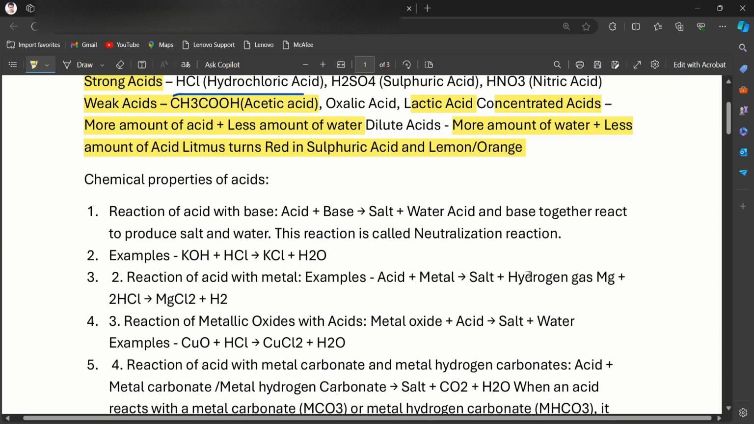Now, what are the chemical properties of acids? The first one is reaction of acid with base. What happens when we react acid with base? So we get salt and water. When we combine acid and base, we get salt and water. So acid and base together react to produce salt and water. This reaction is called neutralization reaction.